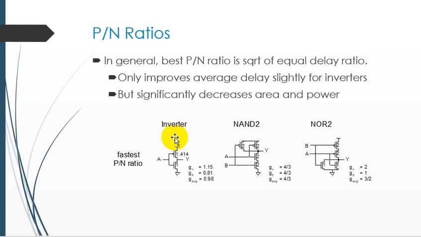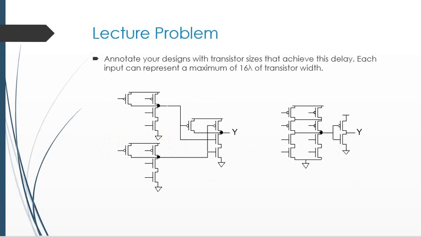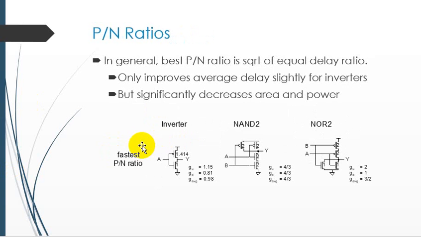So in general, what is the best PN ratio for a logical gate? It is the ratio of the PMOS and NMOS transistor widths. You can prove all this in the next section on what is the best PN ratio. Let's have a very brief example of PN ratio in terms of the inverter, NAND2 or NOR2, where you can observe the fastest PN ratio.